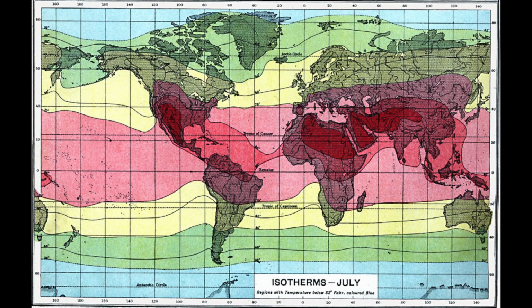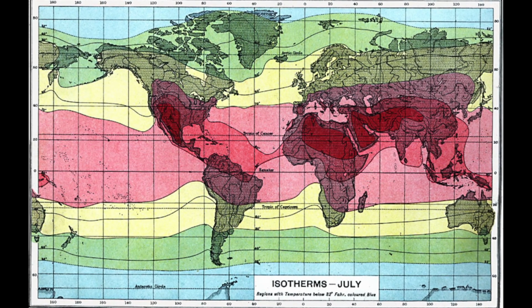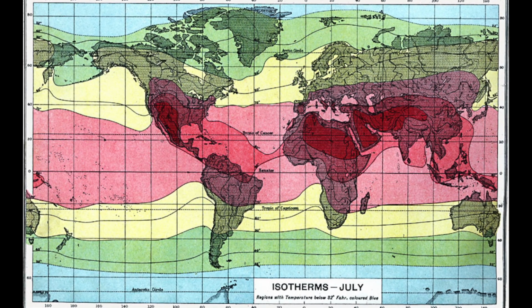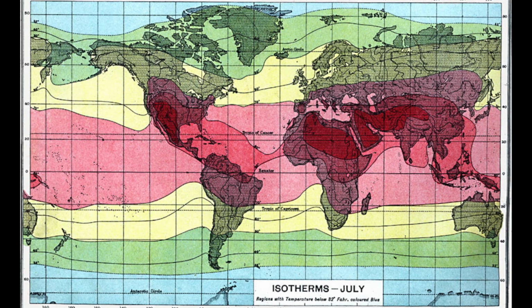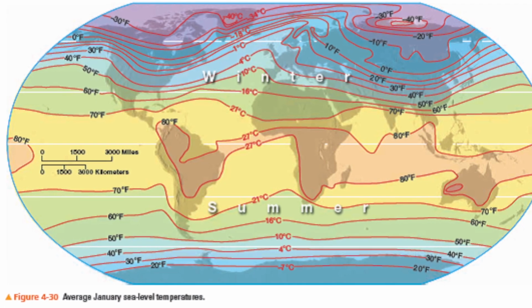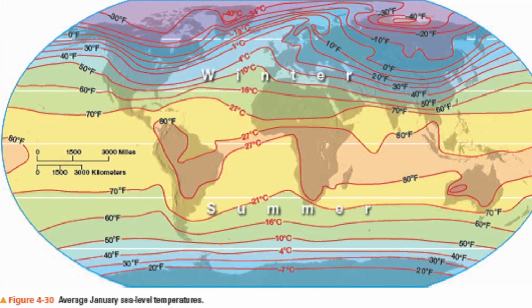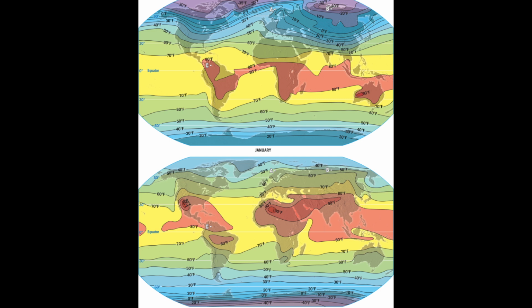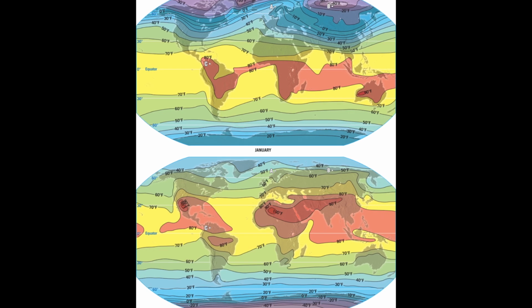Another noteworthy feature of the July isotherms is that over continents they bend towards the North Pole and over the oceans they bend towards the equator. Temperature gradient in the interior and eastern margins of the continents becomes weak. There is no substantial change in temperature gradient along the western margins of the continents.